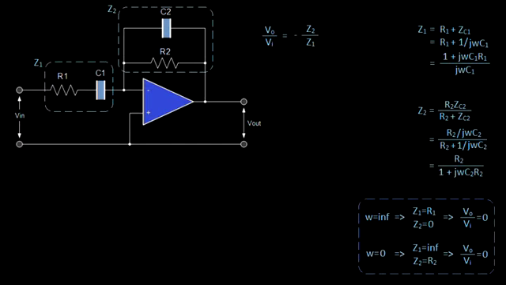So if we let omega equal infinity, we find Z1 is equal to R1, and we find Z2 is equal to 0, and therefore the transfer function of the circuit VO over VI is going to equal 0. Similarly, at omega equals 0, we find Z1 is equal to infinity and Z2 is equal to R2, and therefore VO over VI is also equal to 0.